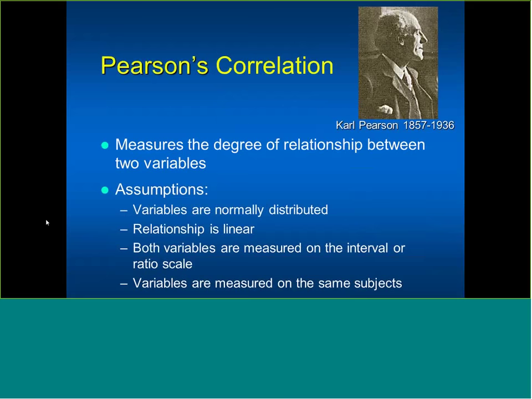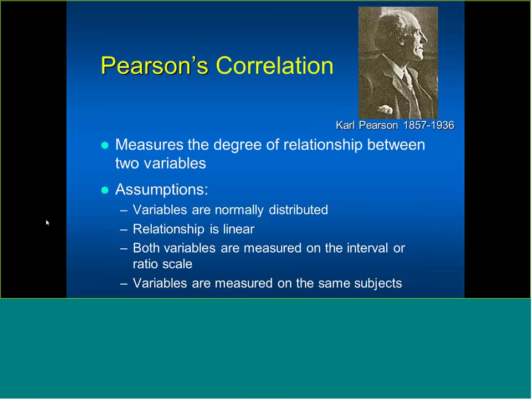and that the relationship is linear, so as one variable increases, the other one decreases or increases. That's linear. If you have a curvilinear relationship, then this isn't going to work. So that's why it's important to graph your variables and see what kind of relationship it is. Your outcome has to be measured on a ratio scale, and it's measured on the same subjects.